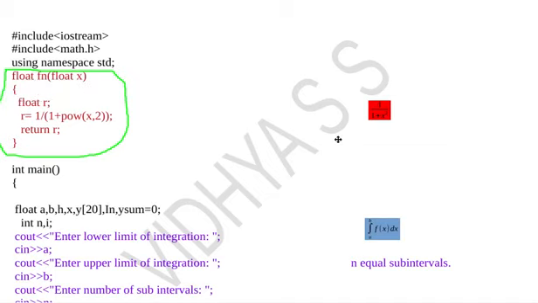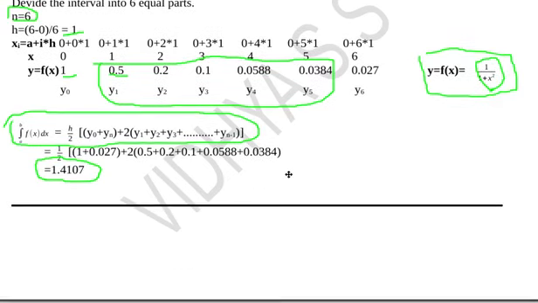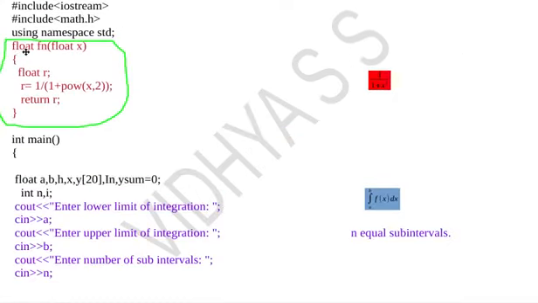The return value is obtained by putting each x in here, and after evaluating this, the return value will be each yi. The return value is float here, so I am putting float here. Float fn, float x. Here the function is 1 by 1 plus x square. This is the given function. So this function evaluates 1 by 1 plus x square, using power of x comma 2, and after evaluating this, 1 by 1 plus x square for each x term will be stored in the variable r. That variable r is returned here.